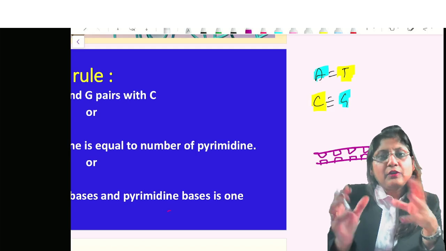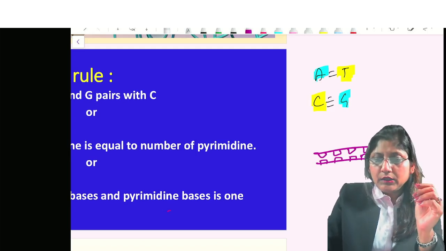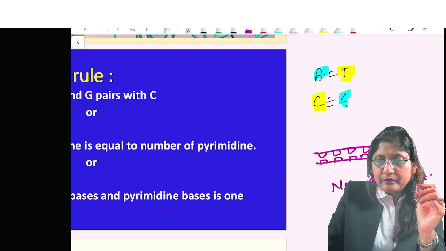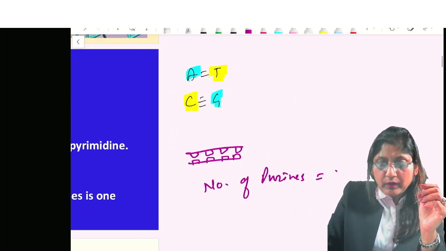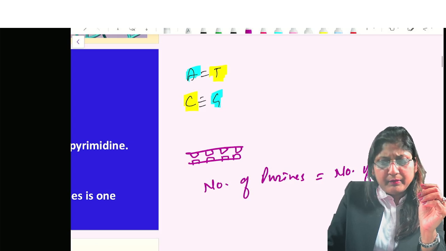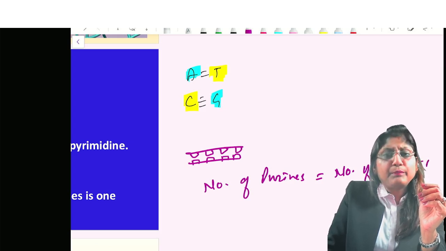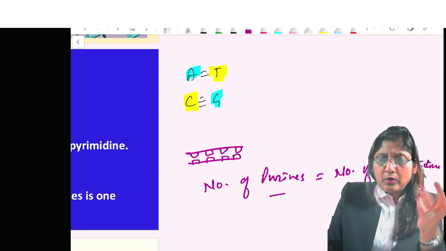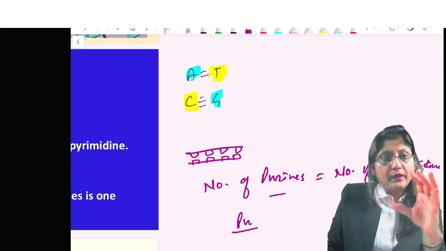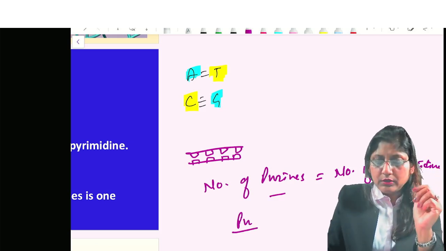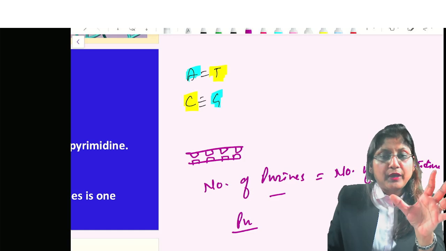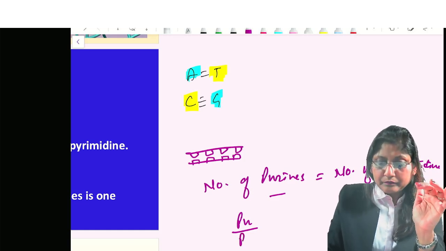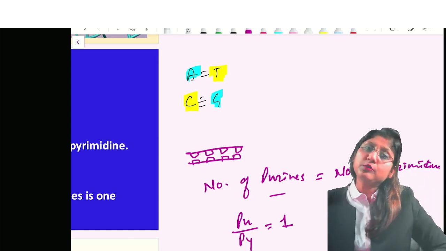So in a fragment of double-stranded DNA, the number of purine bases will be equal to number of pyrimidine. This kind of simple formula he proposed. Or in other words, in a double-stranded DNA fragment, the number of purine bases divided by number of pyrimidine bases is going to be 1. They are going to be equal.